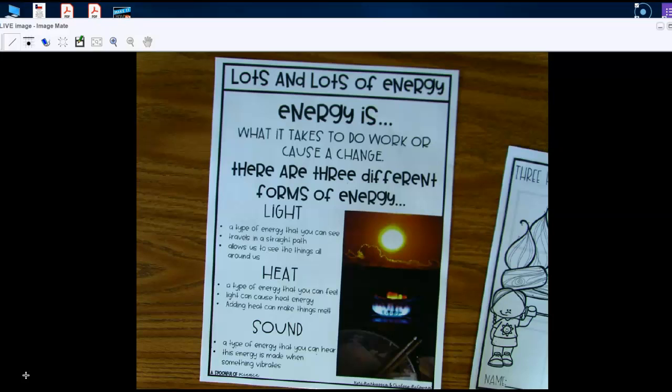Like when we said change from solid to liquid, there has to be some kind of energy that makes that change happen. So there are 3 different kinds or forms of energy.